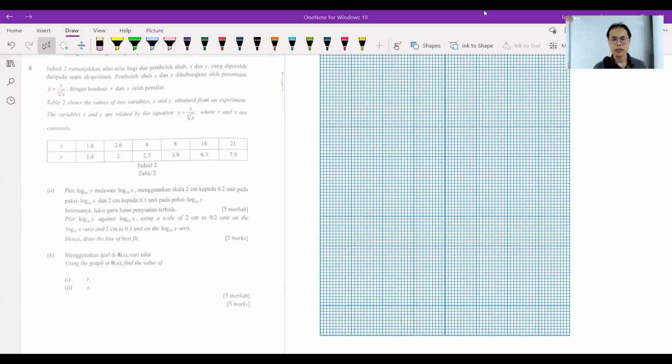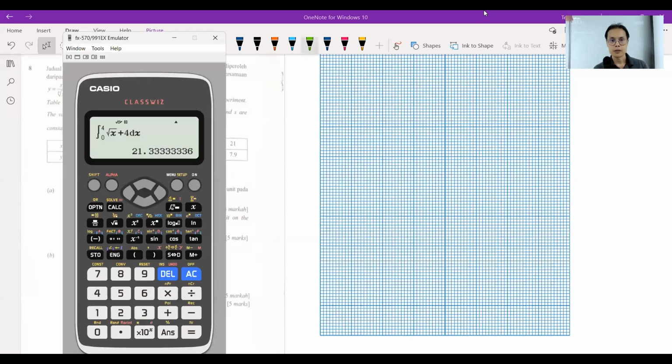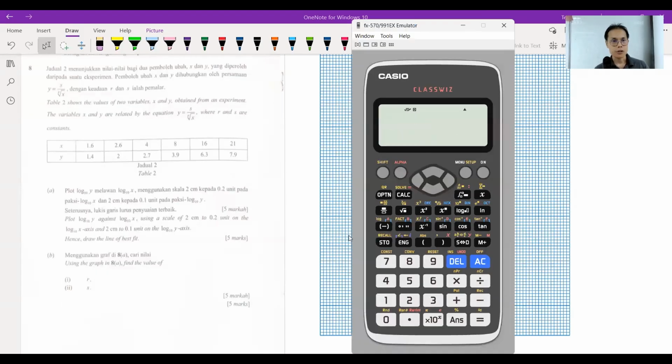Okay, so to plot the graph, first of all, we have to recalculate all the table values. Okay, let's see. I need to start off from here. We will take log. I'll just take the logarithm of this, log 1.6.